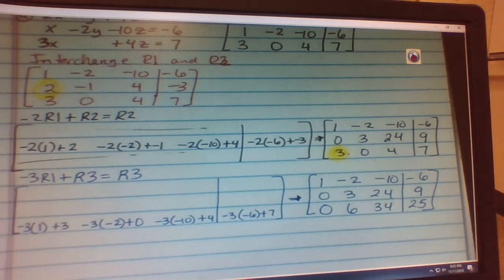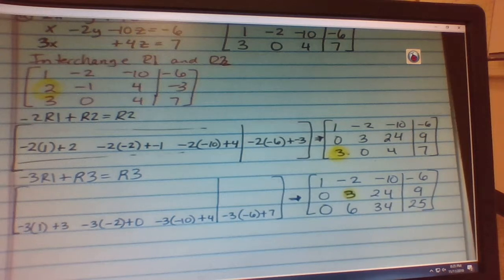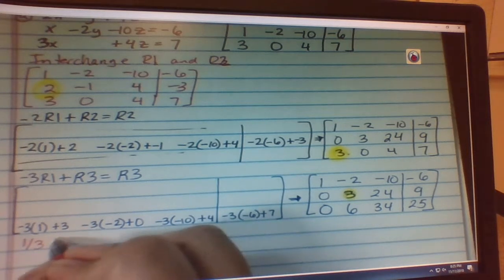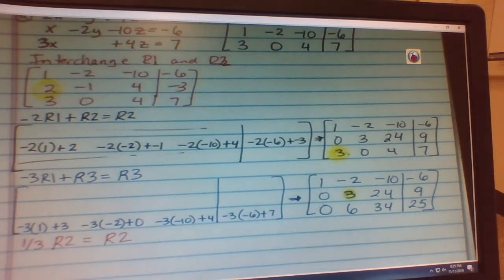How are we feeling with that? So I got my 1, I got my zeros. Next, I have to make who a what? The second column, the 3 to a 1. How? 1/3. 1/3 times which row? Row 2 will give me my new row 2. So I hope you notice when you're having to change the 1, all you do is just a multiply. When you're having to make zeros, there's a multiply and an add.